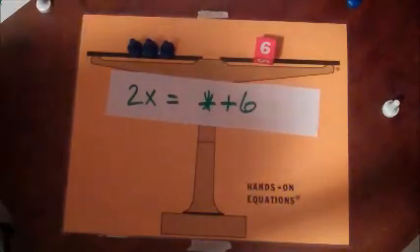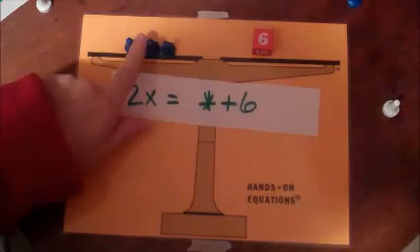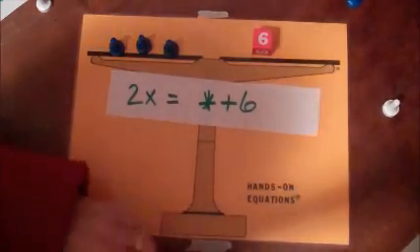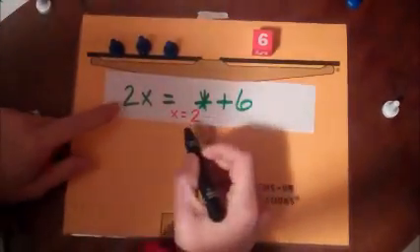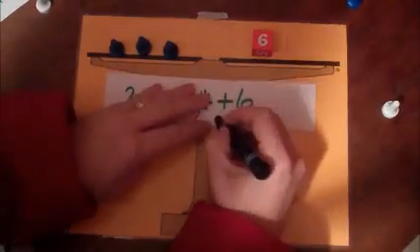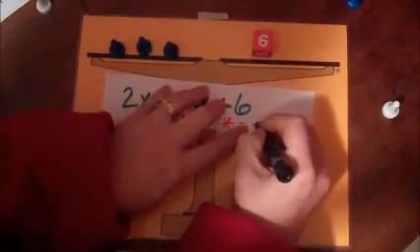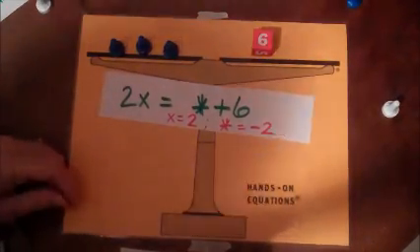And now I'm left with an equation that I've seen before. 3 pawns equals 6. The only thing that I can do is separate them into 3 groups. So x equals 2. And if x equals 2, then star equals negative 2. And now it's time to check our work.